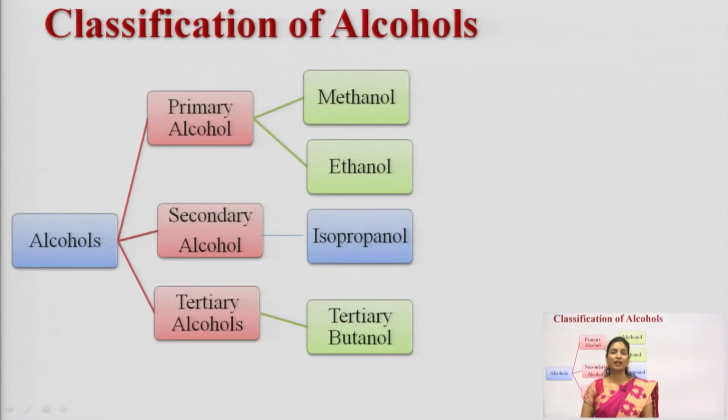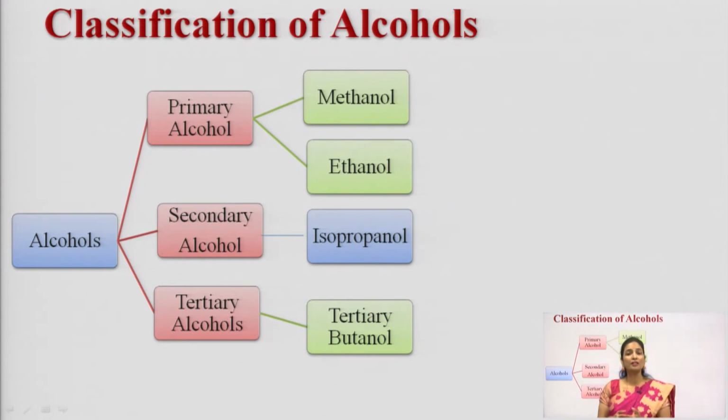What is the classification of alcohols? Alcohols are classified mainly into three categories: primary alcohols, secondary alcohols and tertiary alcohols. The primary alcohols are further divided into methanol and ethanol. Methanol and ethanol are the primary alcohols.